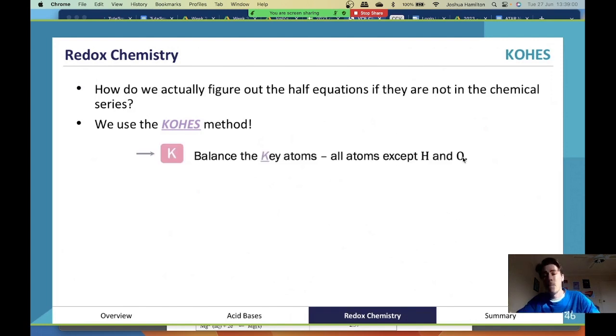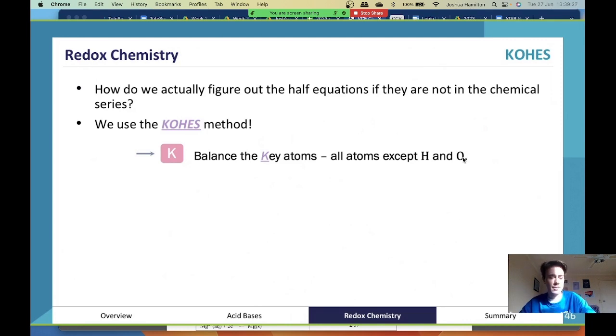Step 1, balance the key atoms. Realistically, the first step is to write down what's going on. Write down what you start with and what you end with, because that's what you're going to be given. You're going to be given, hey, this ends up in this. This is a half equation, like a half redox equation. And you're going to be like, I know this gets to this, but then what else is there? Where are the electrons? It's not showing me on the electrochemical series. What do I do? Go ahead and do the COES method.